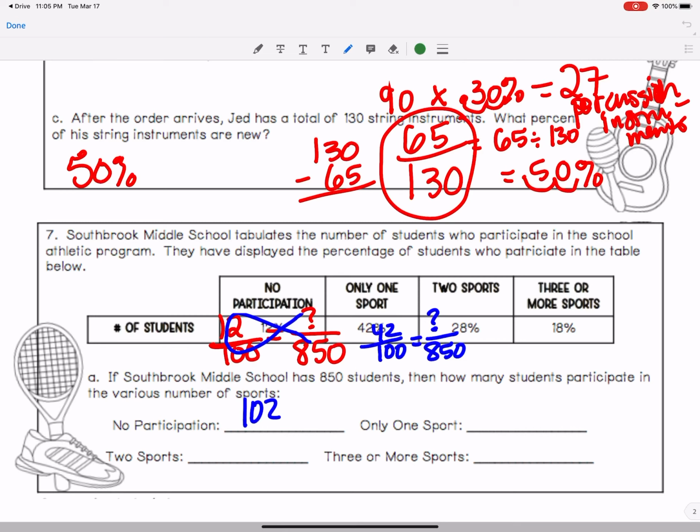Okay, so if I multiply the bottom by 8.5, then I have to multiply the top by 8.5. So let's do 42 times 8.5, and that gives me 357. So that means my answer, where my question mark is, I would say, how many students are doing only one sport? Well, 357 students are doing only one sport.